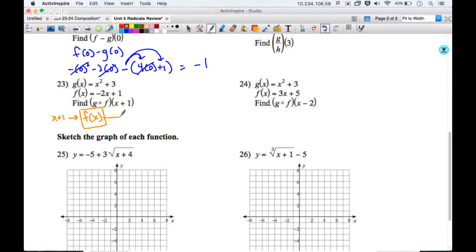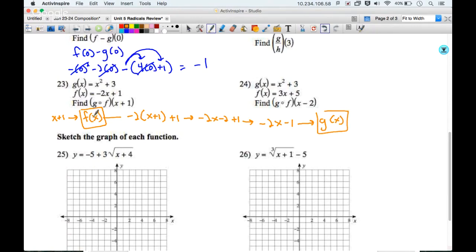And what's that going to give us? Well, f of x takes the input and multiplies it by negative 2 and adds 1. So this is going to give us negative 2 times (x plus 1), plus 1. Our input is the expression x plus 1. This can be simplified to negative 2x minus 2 plus 1, further simplified to negative 2x minus 1. And now it's time to take that and plug it into g of x.